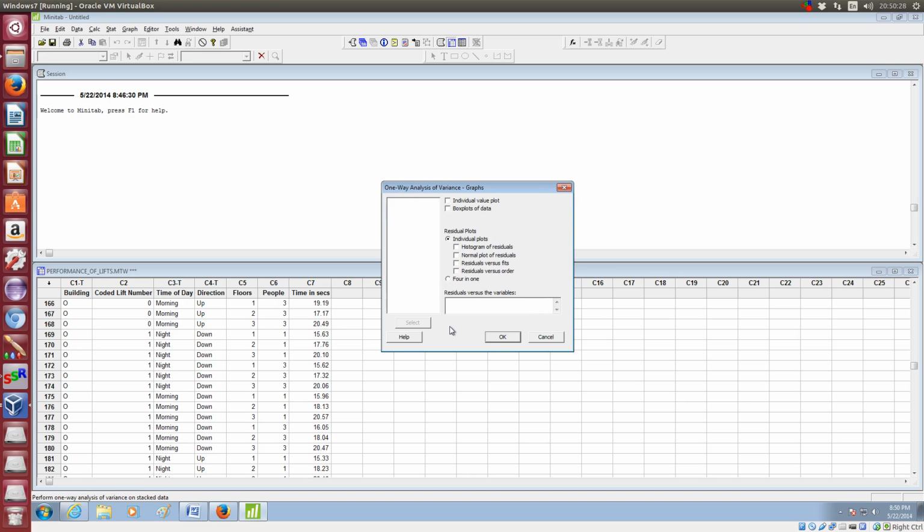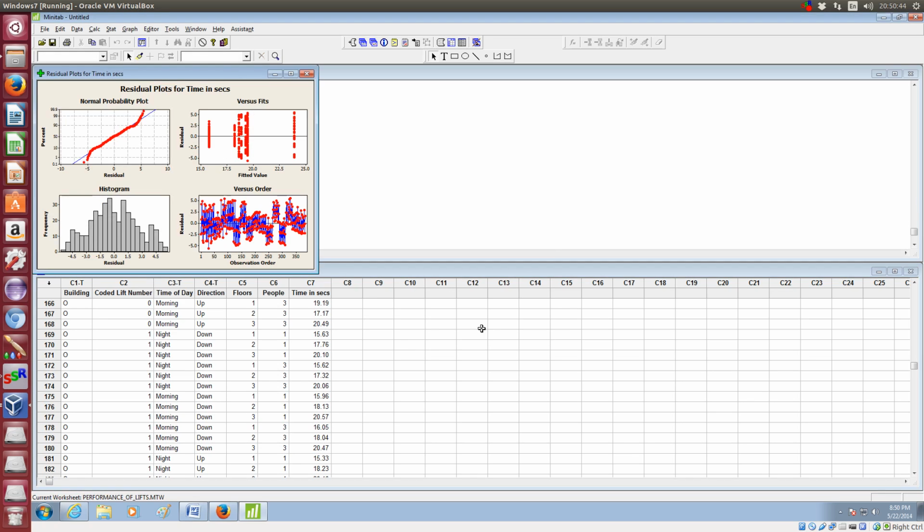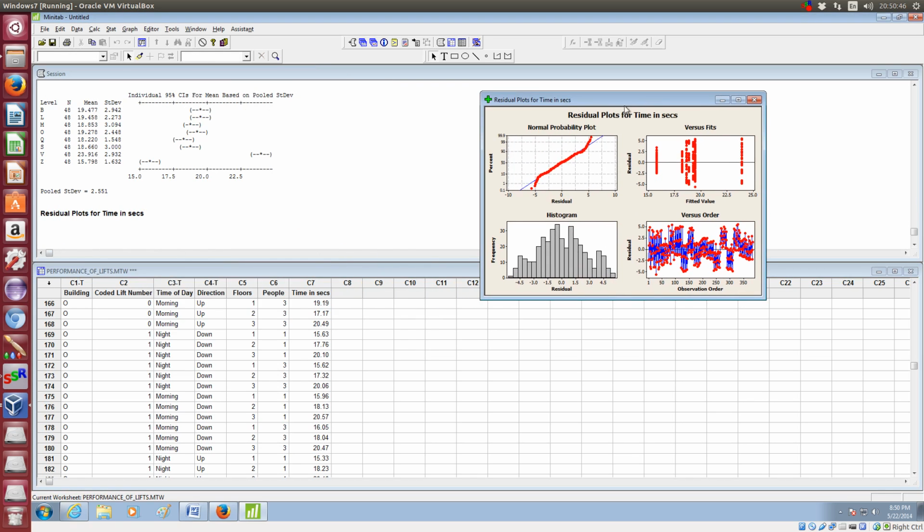Now, in terms of the graphs, you could do individual plots. I like to just put four in one. We definitely need this output. And then you just click OK. The confidence interval of 95 you can leave as it is, and that's all you need to do. So one-way ANOVA, very simple and easy. So we click OK, and we get this output.